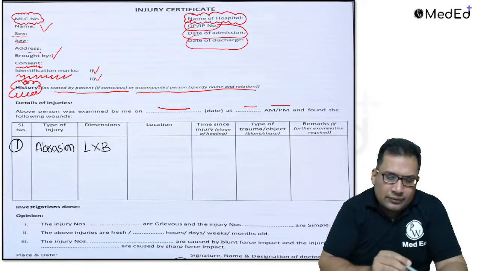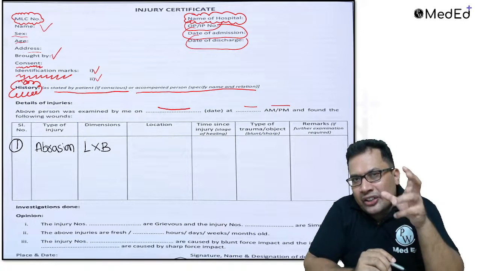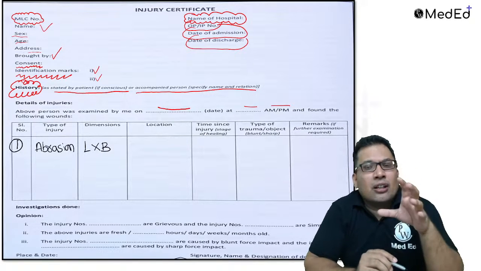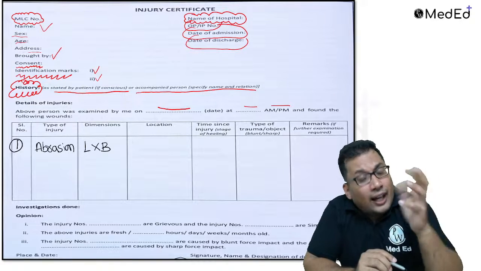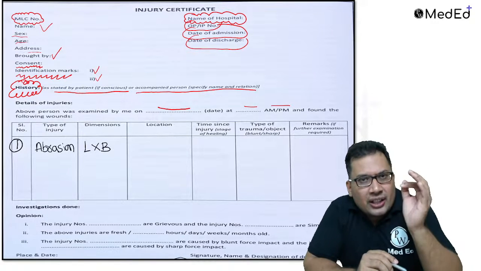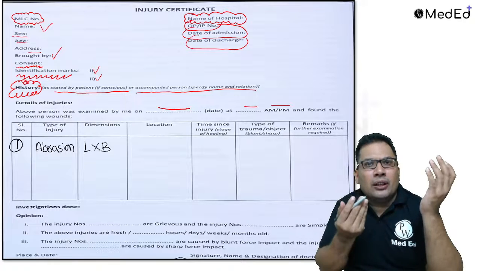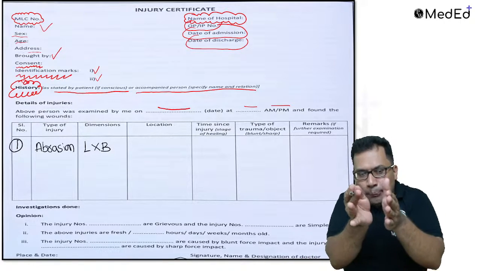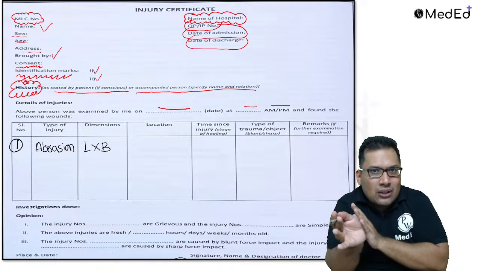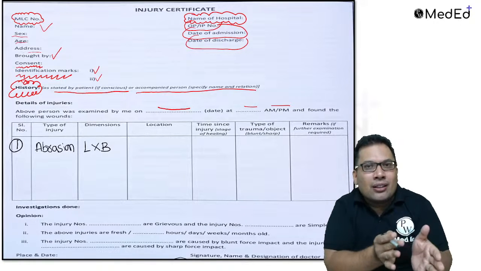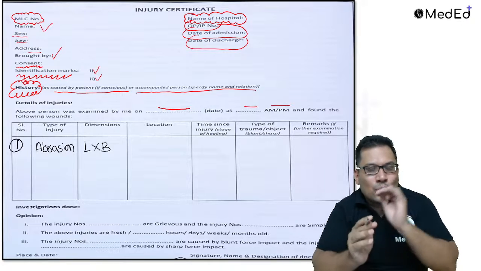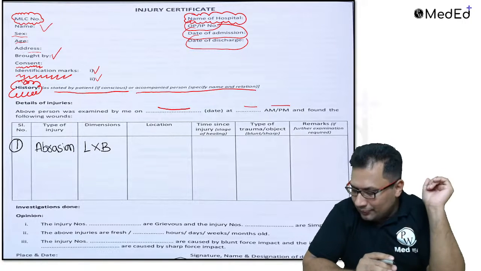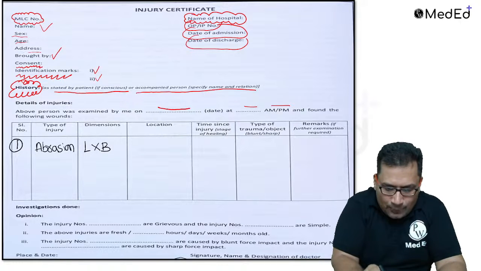Then location. While mentioning location, avoid anatomical terms. Instead of using anterior and posterior, you mention it as front of the body or the back of the body. Instead of mentioning medial part or the lateral part, you mention inner aspect, outer aspect. So avoid medical terminologies as much as possible. That is about the location.